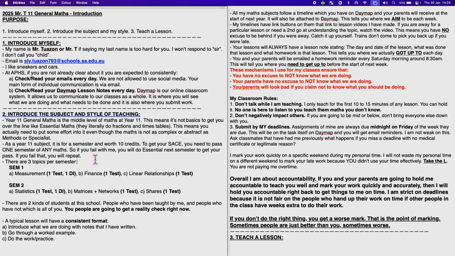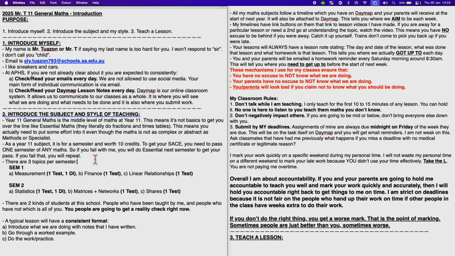As a Year 11 subject, it is a semester and it's worth 10 credits. To get your SACE, you need to pass 1 semester of any maths. You don't need to do maths ever again if you pass this first semester. If you don't pass this first semester, you'll be put into Essential Maths to get that 10 credits. Does that make sense? You'll just be pushed into that class.